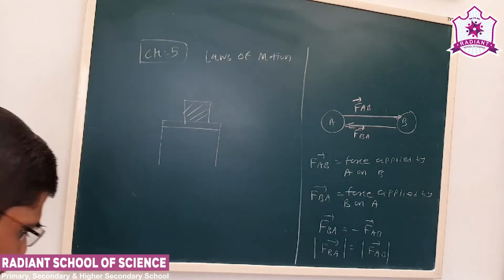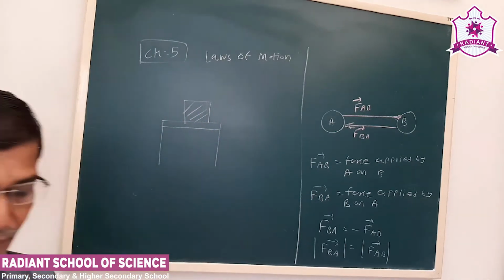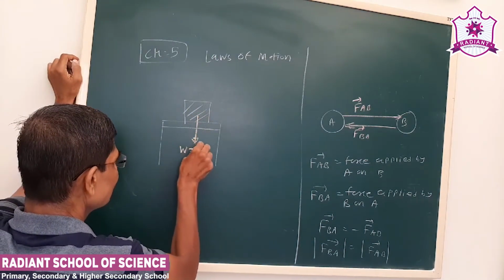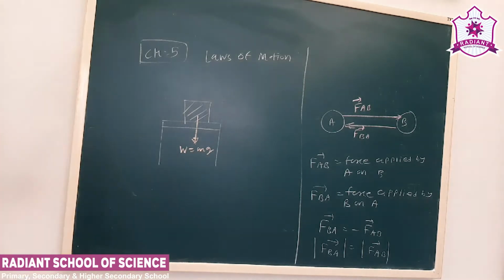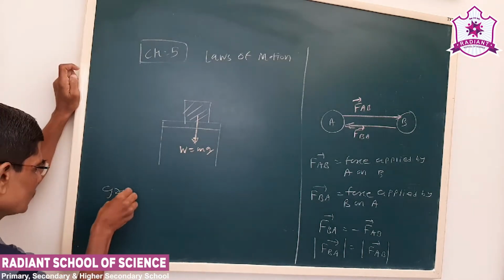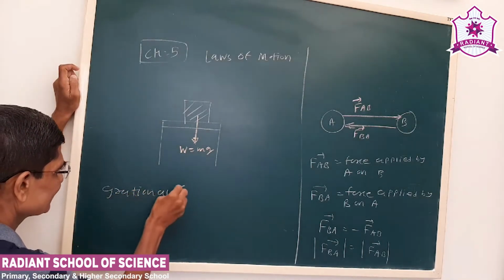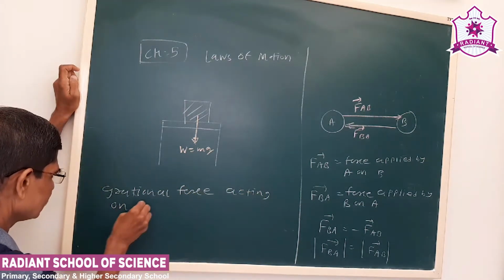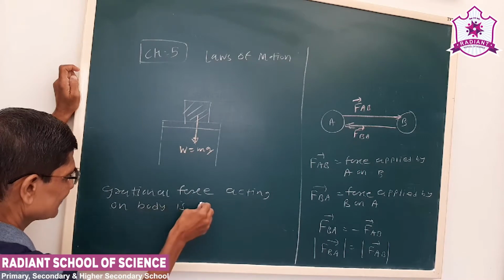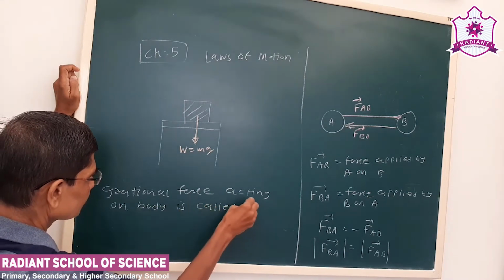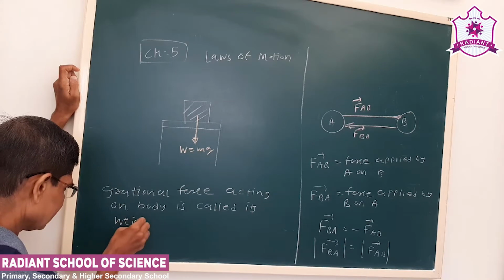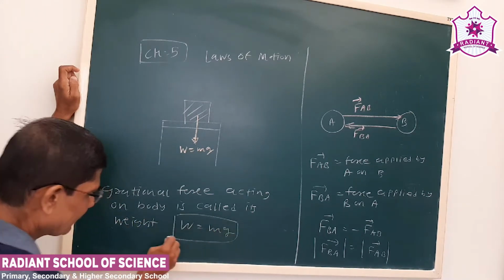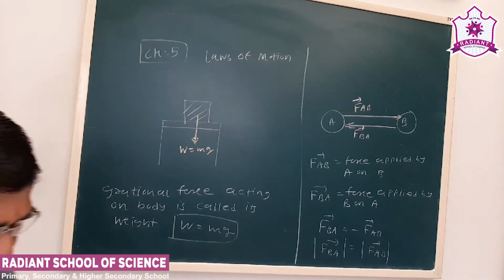Now we should know about the gravitational force also. The weight of the body, W, is mg. We have to remember, the gravitational force acting on a body is called its weight. Remember, W is equal to mg. That will be used a number of times in the subsequent lessons.